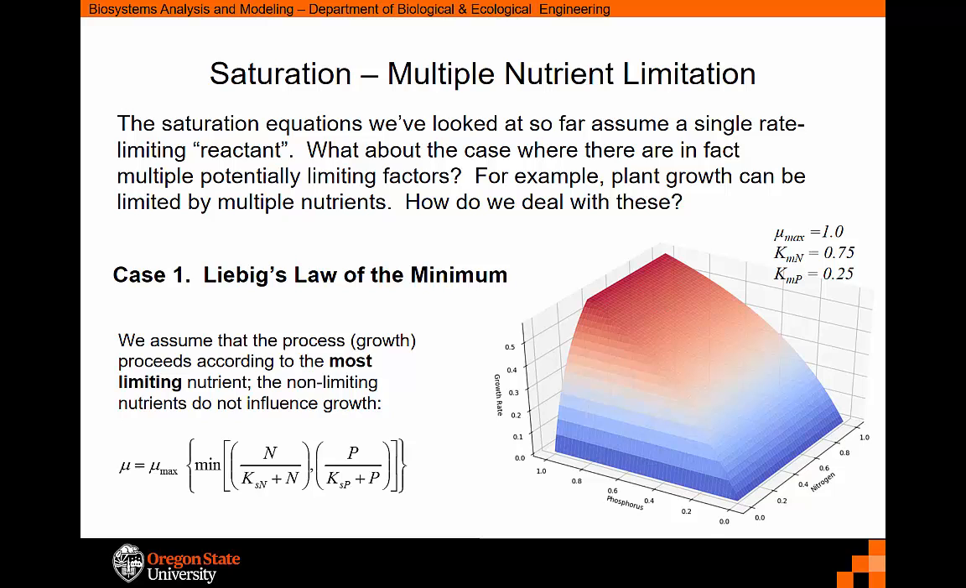The first you may recall from ecology, Liebig's law of the minimum. This law states that if multiple nutrients are required for growth, the one that is most limiting will control the growth rate. The others will have no effect. We can capture this concept using saturation kinetics as shown here by calculating the individual saturation influence effect, determining which one is most limiting, meaning a lower S over Ks plus S ratio, and ignoring the others.